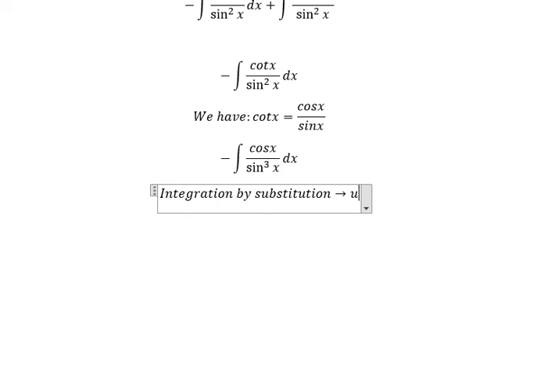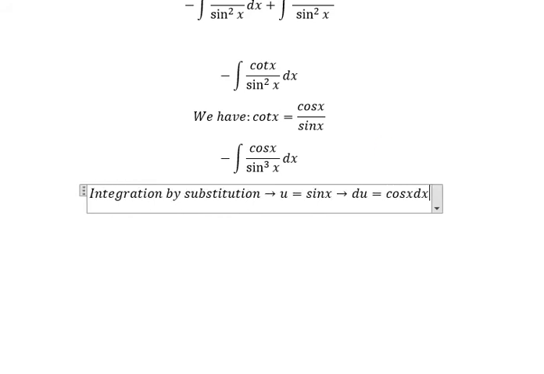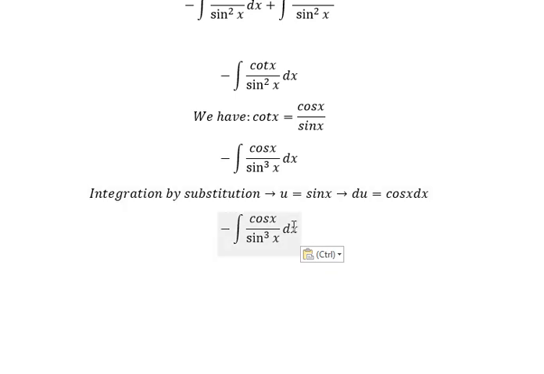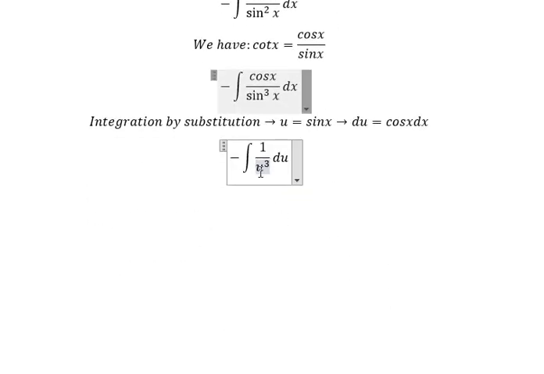Now we need to use integration by substitution. So we let u equal sin x, du equal cosine x dx. Cosine x dx, we change for du. Sin x to the power of 3 becomes u to the power of 3. So we have 1 over u to the power of 3, which is u to the power of negative 3. And now we can get the answer.